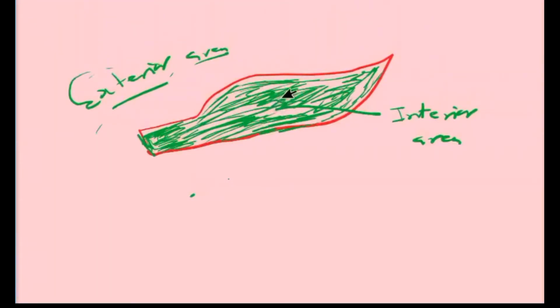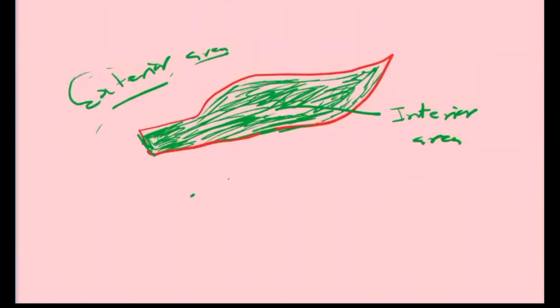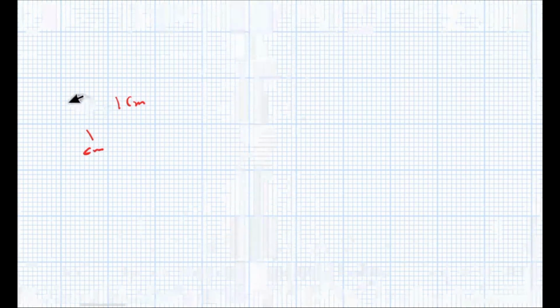How will we measure the internal area? To measure the internal area, we can use the 1 centimeter graph. This is a big 1 centimeter. This block is equal to 1 centimeter, and it is 1 centimeter. Right? And here you can see small blocks. There are 10 blocks here and 10 blocks here.